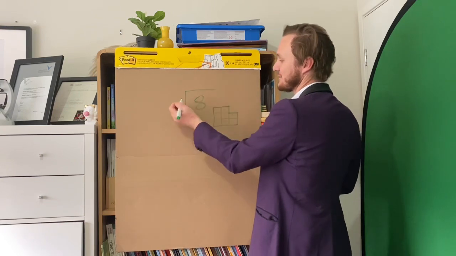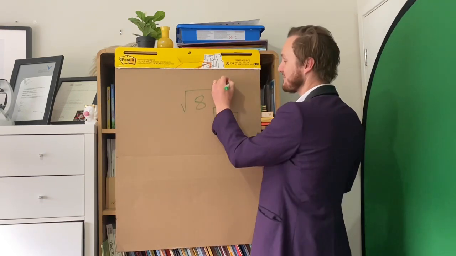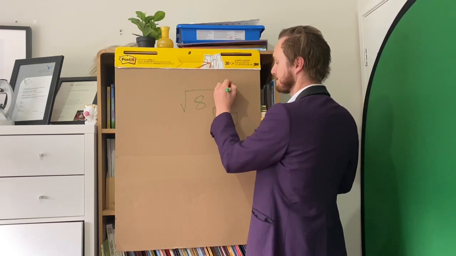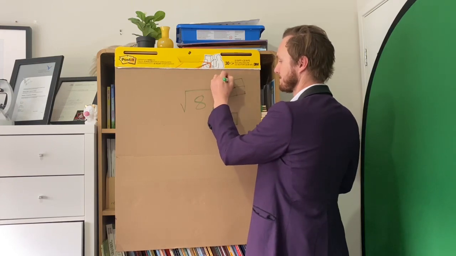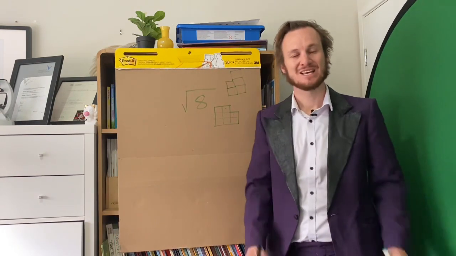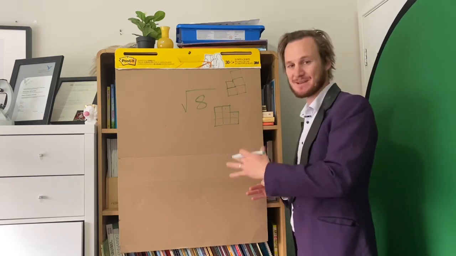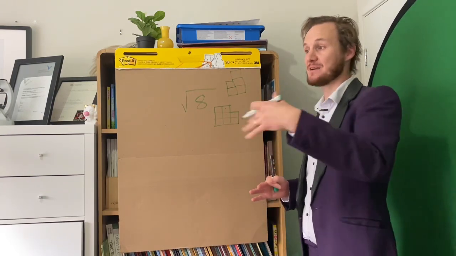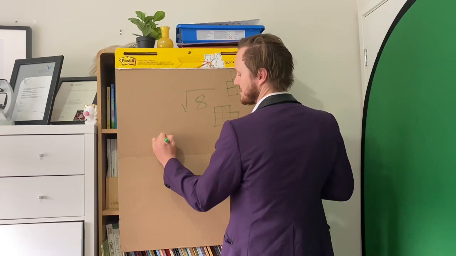So let's look at 5. Is there a square root of 5? No, because you can't use 5 blocks to make a square. So to make a square root of a number, it has to be a number that can be divided by itself. All right?